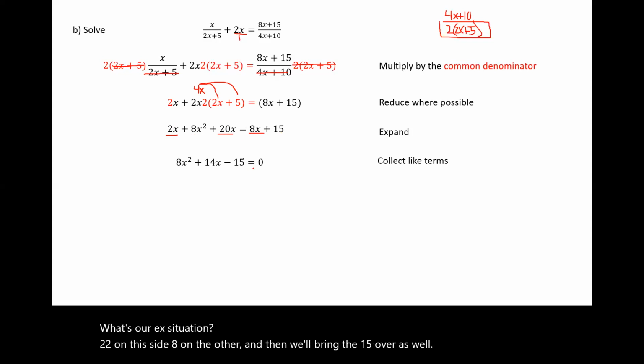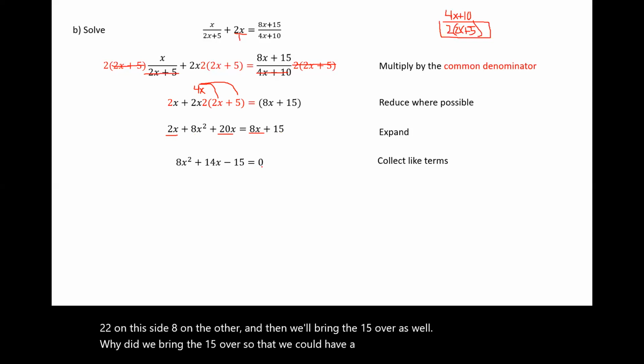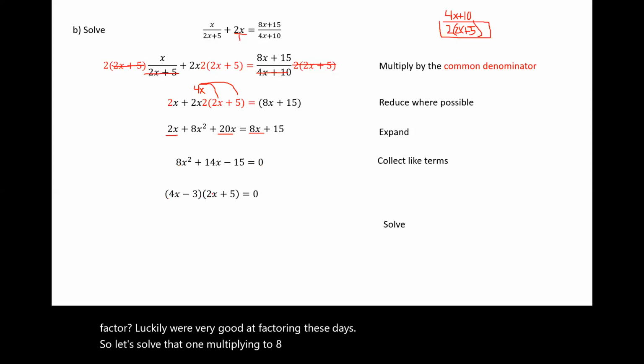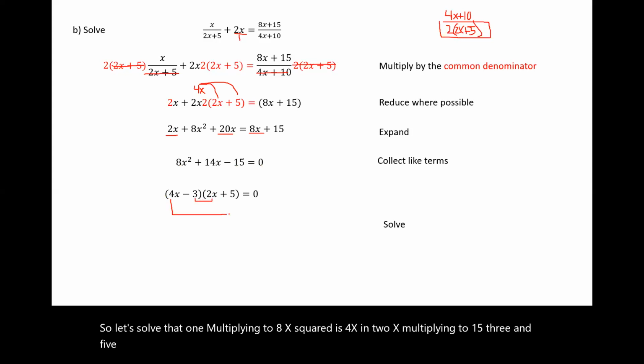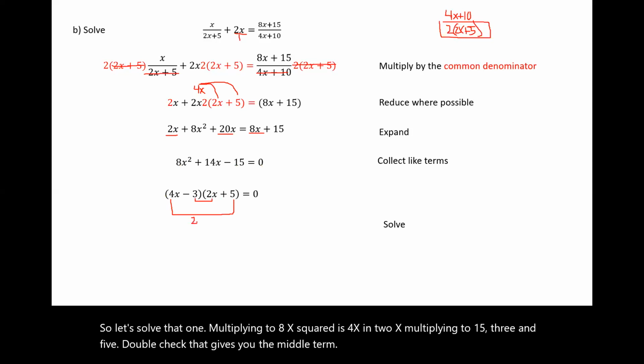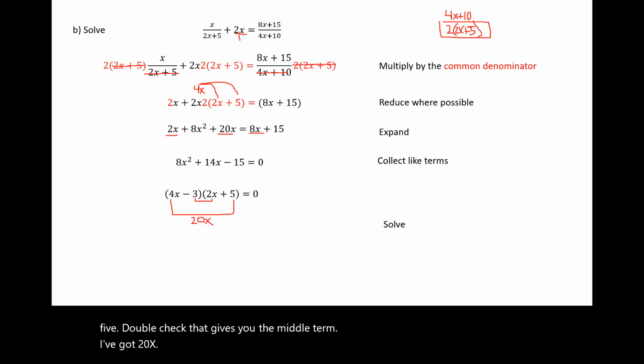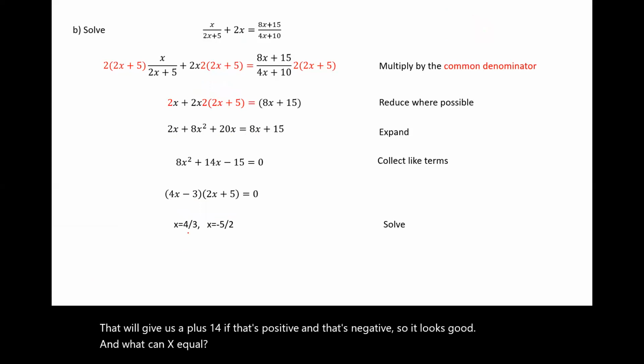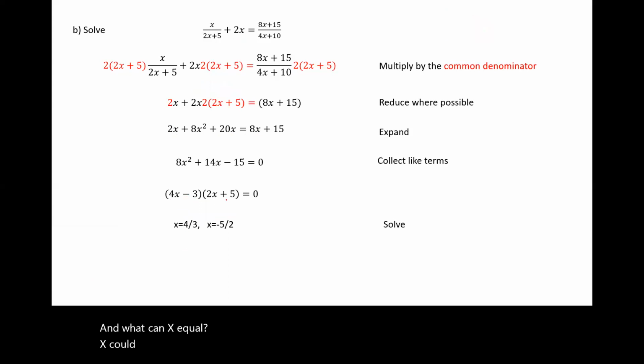Why did we bring the 15 over? So that we could have a quadratic that equals 0, and then we'll factor. Luckily, we're very good at factoring these days. So let's solve that one. Multiplying to 8x squared is 4x and 2x. Multiplying to 15, 3 and 5. Double check that that gives you the middle term. I've got 20x and 6x. That will give us a plus 14 if that's positive and that's negative, so it looks good. And what can x equal? x could equal 4/3 from here, or -5/2 from that one.